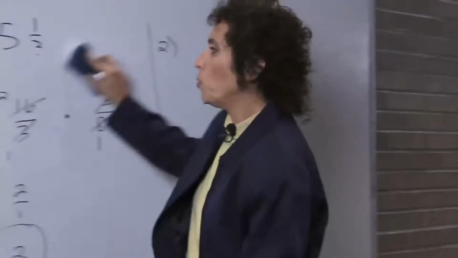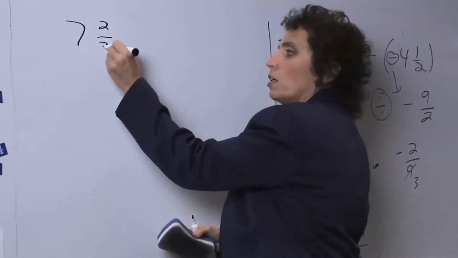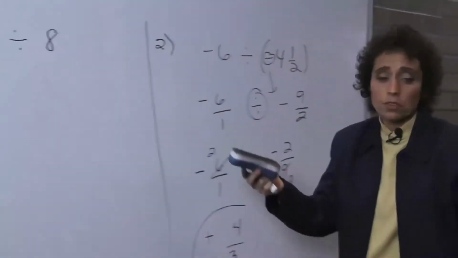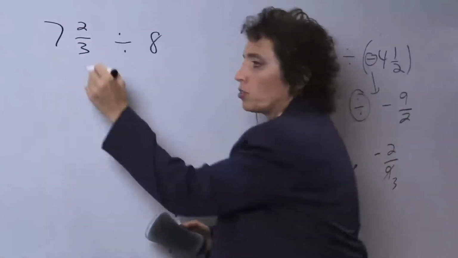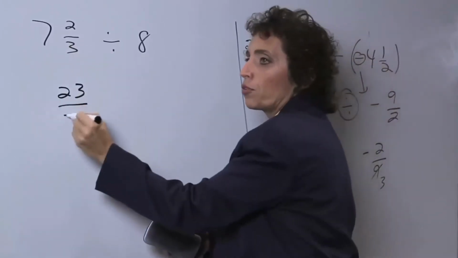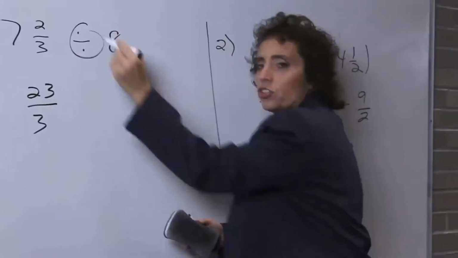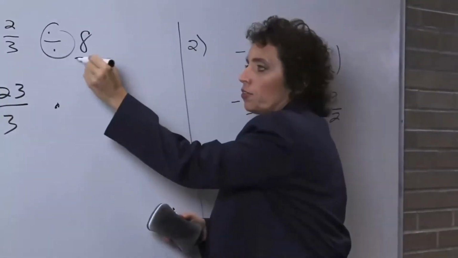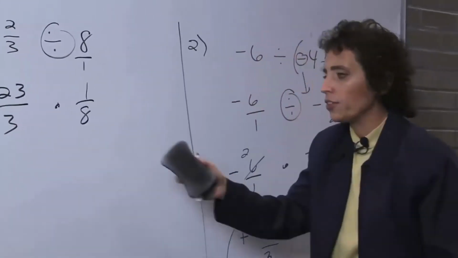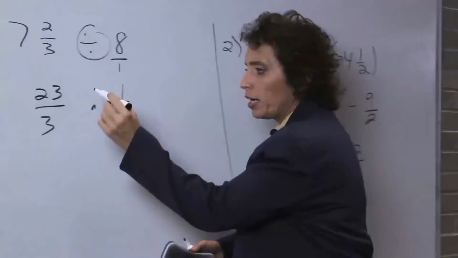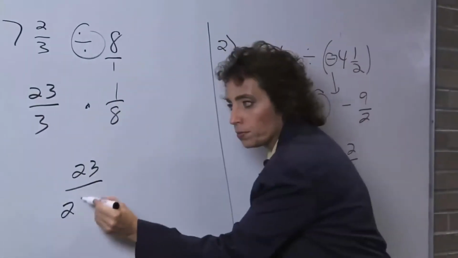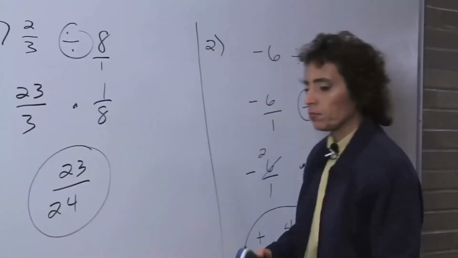Okay, let's try one more. 7 2/3 divided by 8. Well, same thing. We have a mixed number. We'll change it to an improper fraction. That's 23 over 3. Division changes to multiplication. This is 8 over 1. I'll flip it, 1/8. Notice there's nothing I can do to reduce. So I just multiply. 23 times 1 is 23. 8 times 3 is 24. I am done reducing, so that problem's over.